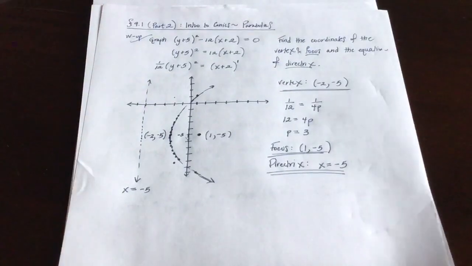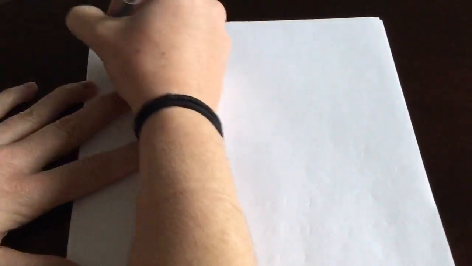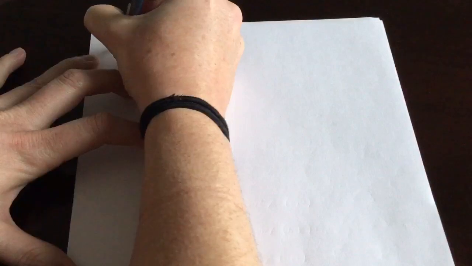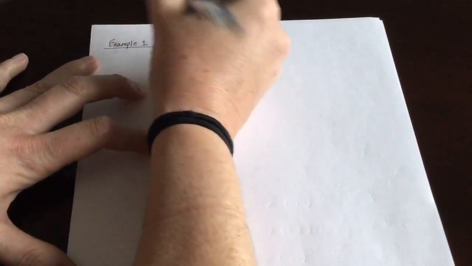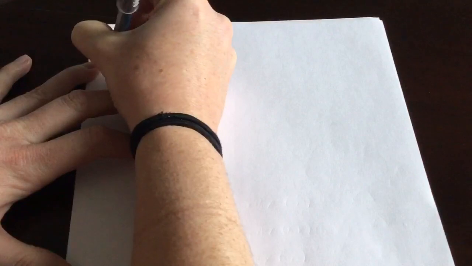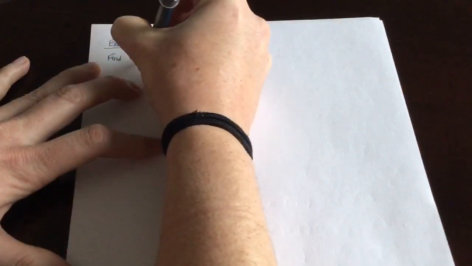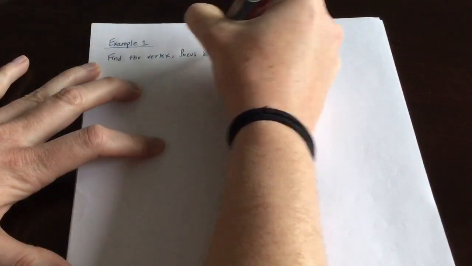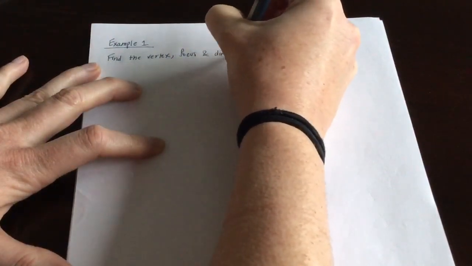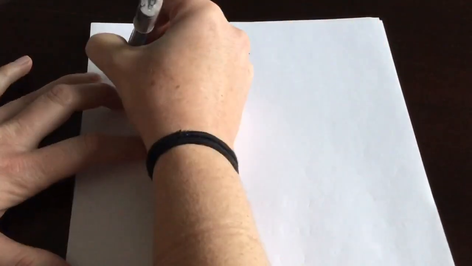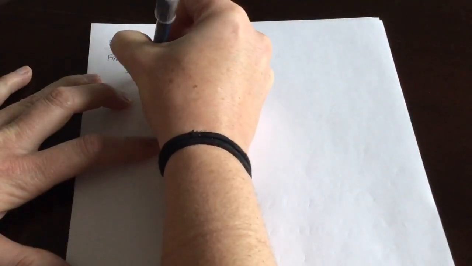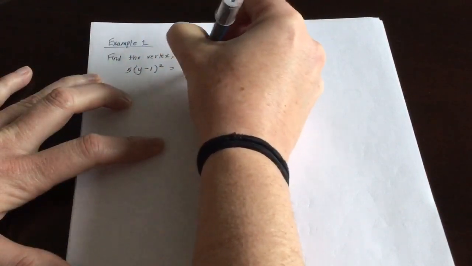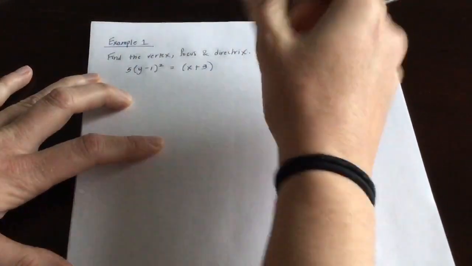All right, my friends, moving to example 1. I hope this is making sense so far. Example 1. Find the vertex, focus, and directrix for 5 times the quantity (y minus 1) squared equals x plus 3, which they probably wouldn't have those parentheses, but I went ahead and added them.